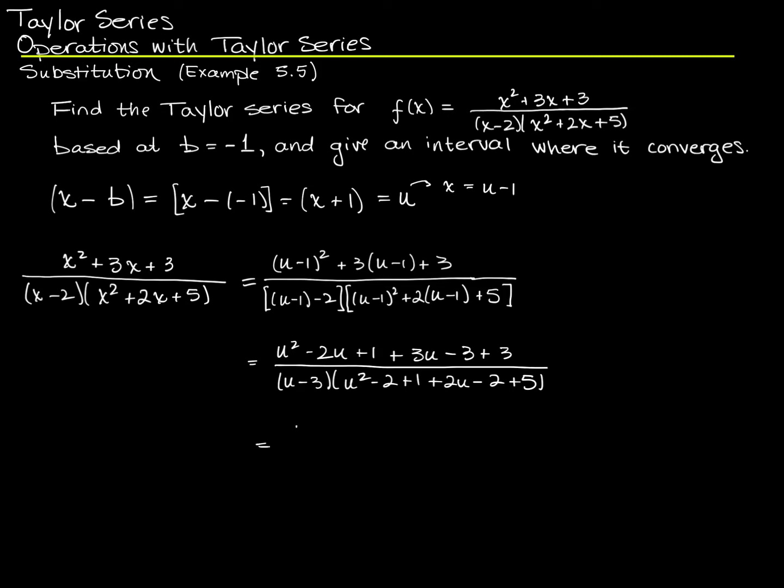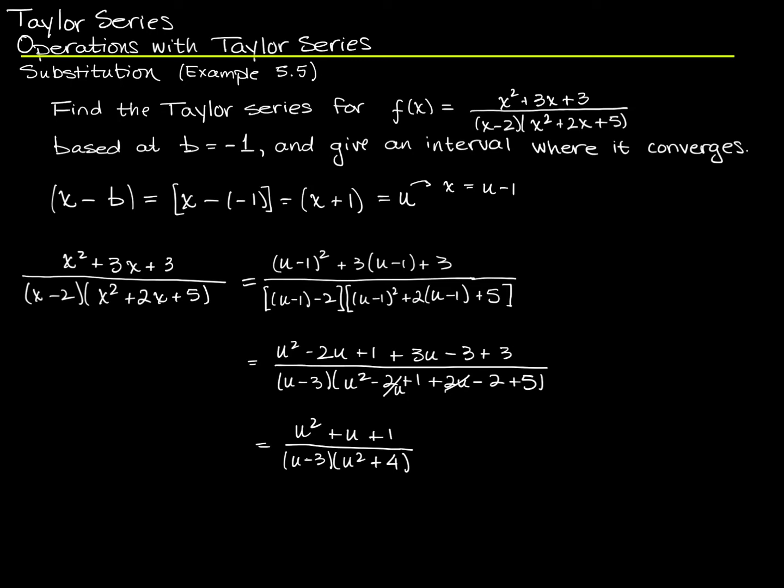And that is equal to u squared plus u plus 1 over u minus 3 times, and here, u squared minus 2u plus 2u, those are gone. Plus 1 plus 5 is 6. 6 minus 2 is plus 4.